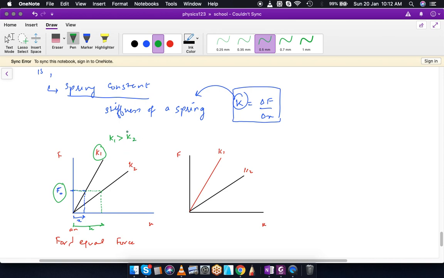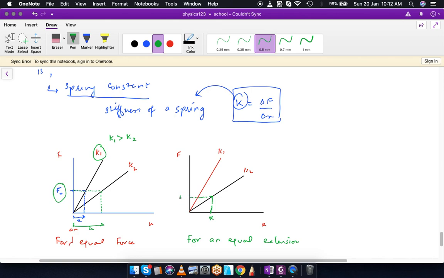So also you can find it using the gradient, and when you find it using the gradient, you can actually understand from it. Now for the other graph, we can check, for an equal extension, how do these two springs behave. Let's suppose we want an extension of x from both of the springs, so let's see how much load they would lift.